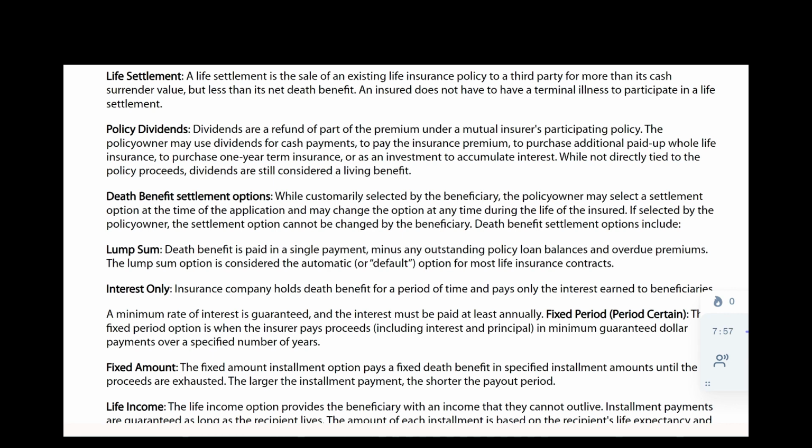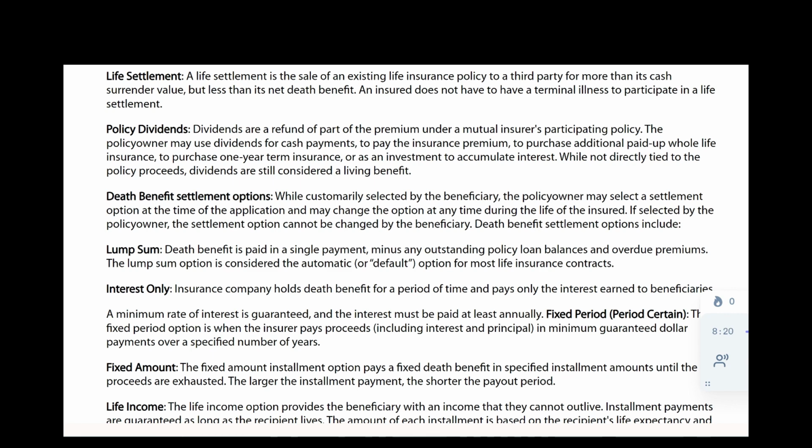Death benefit settlement options include lump sum. Death benefit is paid in a single payment, minus any outstanding policy loan balances and overdue premiums. The lump sum option is considered the automatic or default option for most life insurance contracts. Interest only. The insurance company holds the death benefit for a period of time and pays only the interest earned to beneficiaries. A minimum rate of interest is guaranteed, and the interest must be paid at least annually.